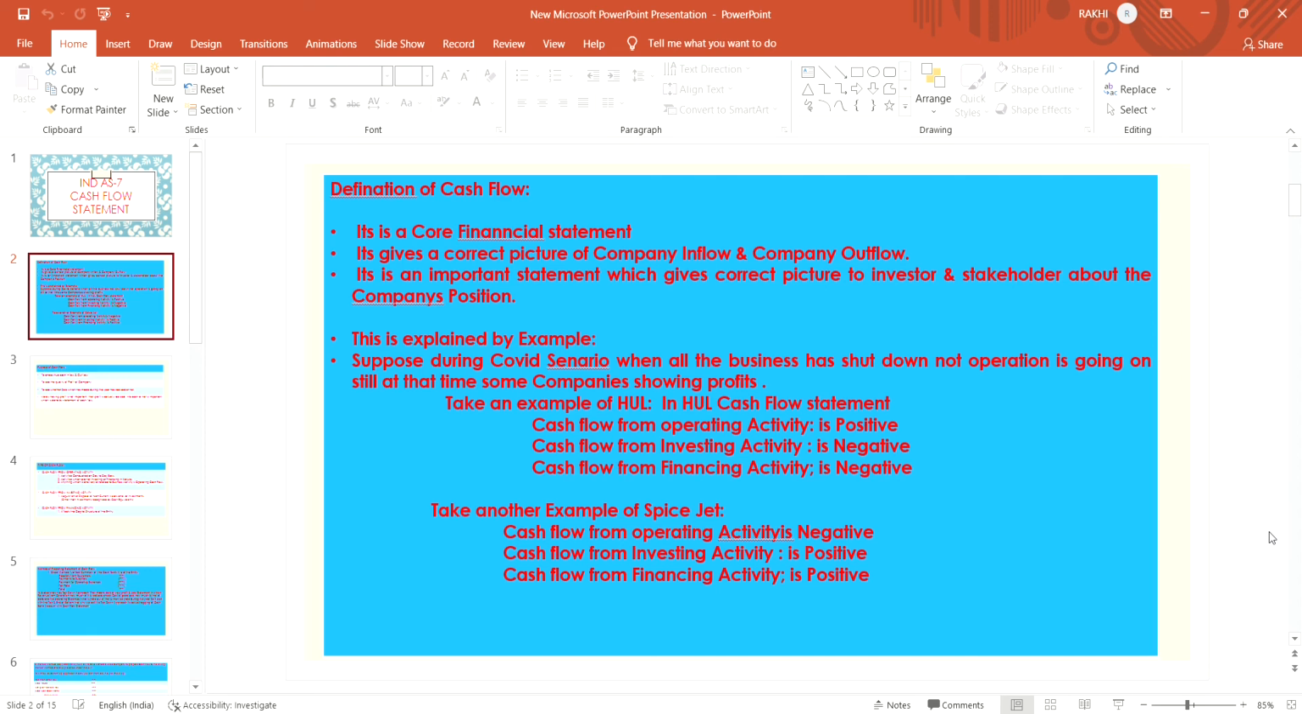Some of the important assets SpiceJet sold, and it paid out to run its business by taking loans. I think that's why the financing activity is also showing positive. SpiceJet took some loans in order to run its business and pay its expenses, its employees' salaries, its maintenance costs. So that's the position on the balance sheet. By seeing only financial statements like the P&L, an investor will not decide the actual position of the company. That's why cash flow is important.